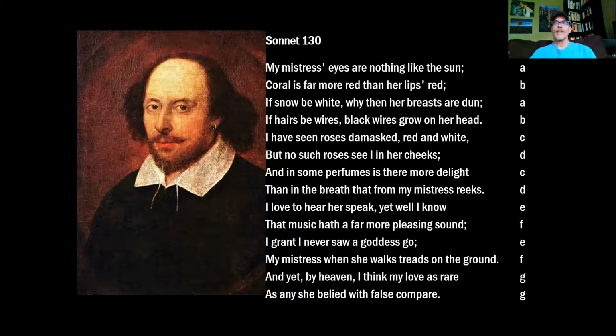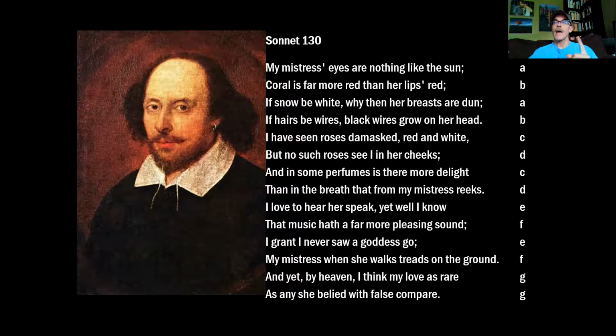My mistress' eyes are nothing like the sun. Coral is far more red than her lips' red. If snow be white, why then her breasts are dun, or brown. If hairs be wires, black wires grow on her head. I have seen roses damask, red and white, but no such roses see I in her cheeks. And in some perfumes is there more delight than in the breath that from my mistress reeks. I love to hear her speak, yet well I know that music hath a far more pleasing sound. I grant I never saw a goddess go. My mistress, when she walks, treads on the ground.